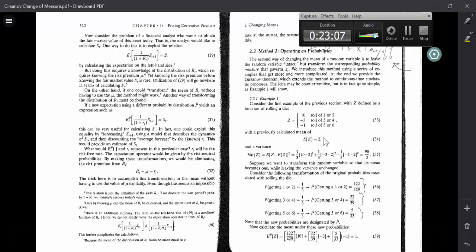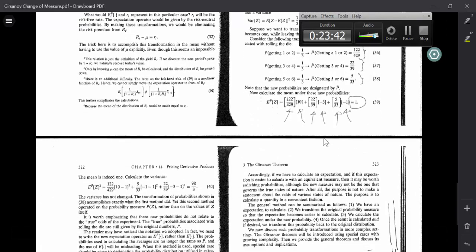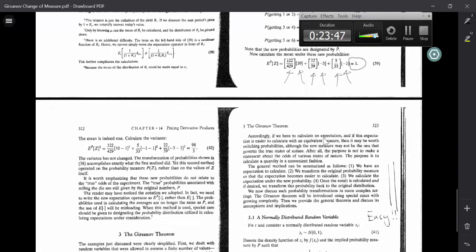Okay, now it's all distorted, it looks like, but you'll see in a moment. Now, when you do that, you can see that if you don't change the payoffs, so 10, minus 3, minus 1, and yet you plug in these probabilities, you have changed the mean, or you have changed the expectation. Is everyone okay with that? Now, if you understand this, ladies and gentlemen, this is the essence of Girsanov's theorem.